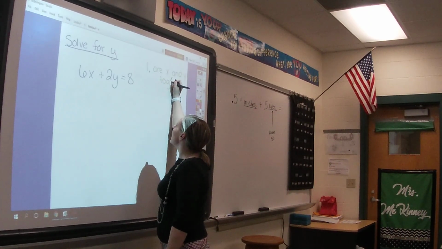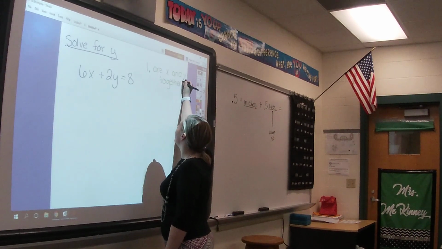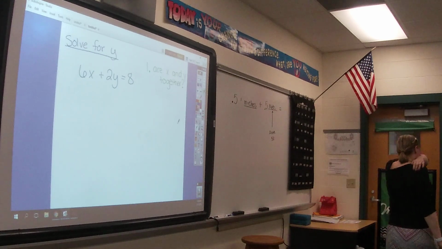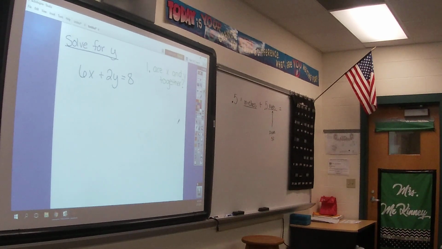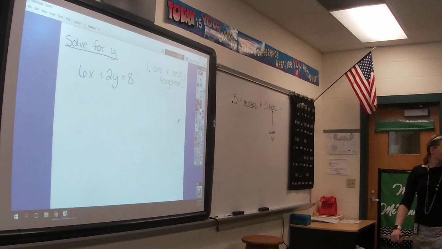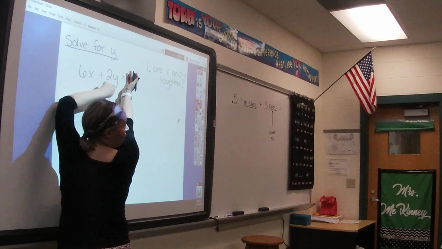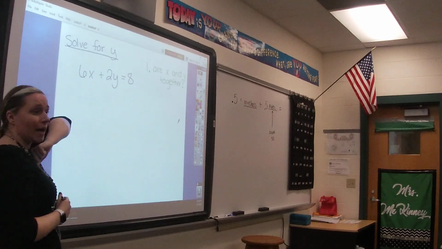Okay, so the first thing that we're going to decide is if x and y are together on the same side of the equal sign. And 90% of the time, the answer to that question is going to be yes, they are. Okay, so do we see how over here we have x and y on the same side of that equal sign?